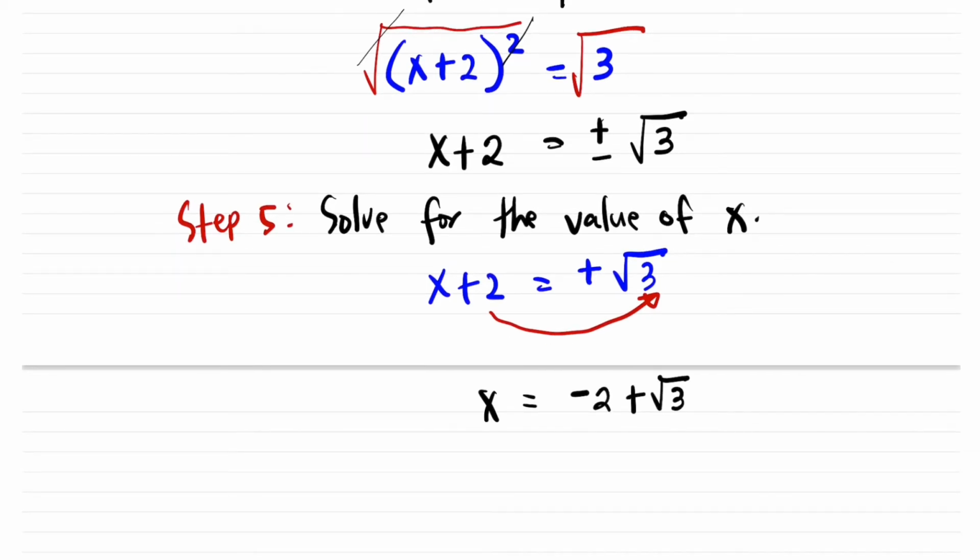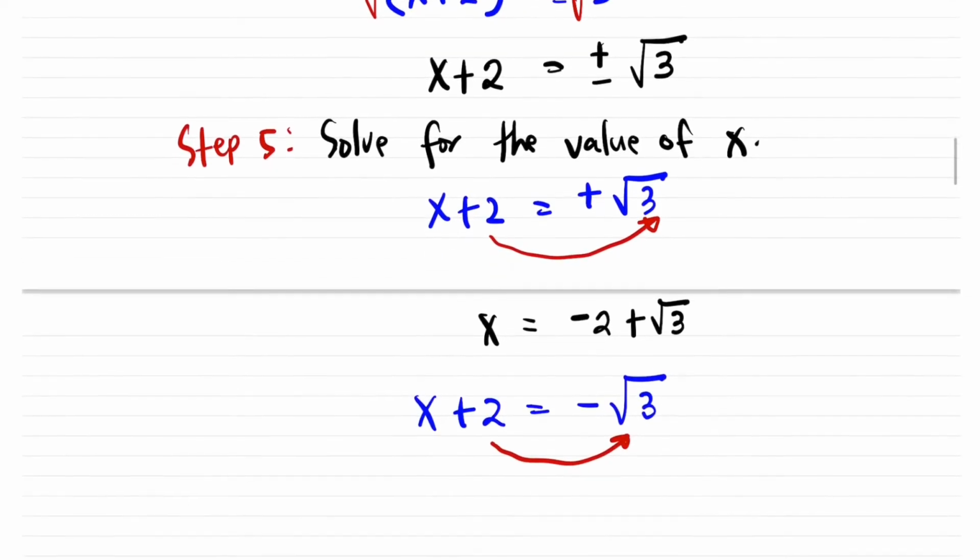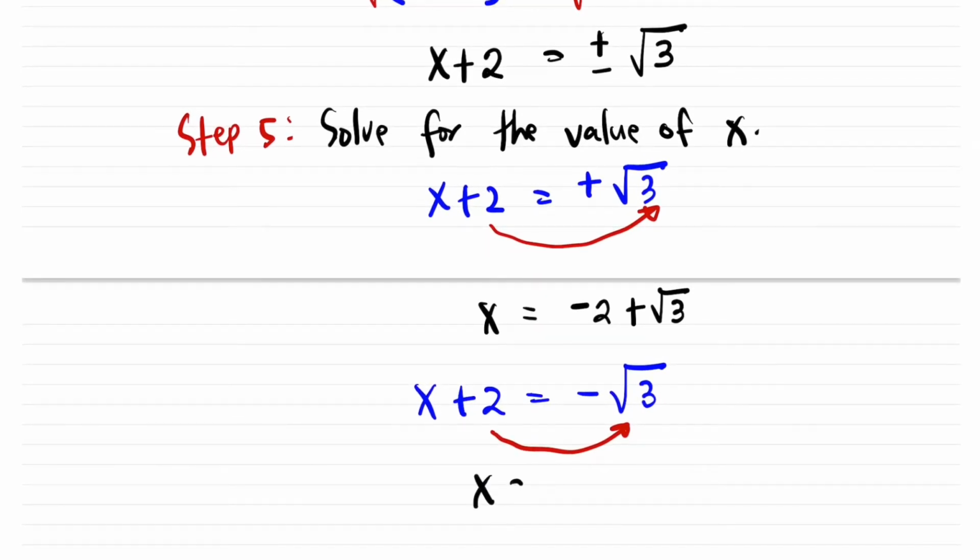Now what if we have x + 2 = negative √3? Still, we move 2 to the other side. So we have x = -2 - √3. So these are the values of our x.